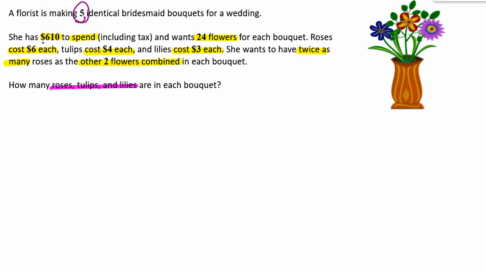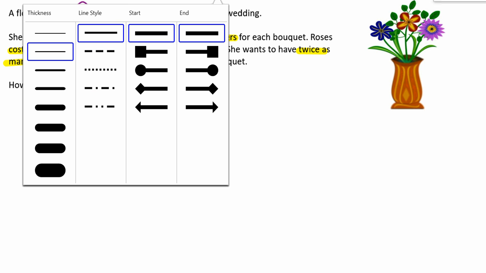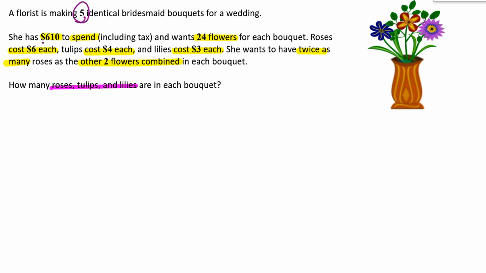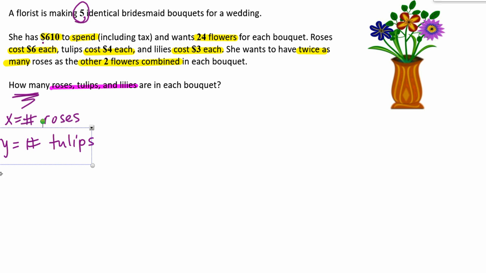All right. First step, we went through and read it and identified all these important pieces that we needed. So we've got how many, keyword right there. Roses, tulips, and lilies. Now you can use X, Y, and Z, or you can use R, T, and L. It's completely up to you. X represents the number of roses. Y is going to be the number of tulips. And then Z is going to be the number of lilies. Is there really only one L in the middle of the lilies? Whatever, it's not English class, we don't care.